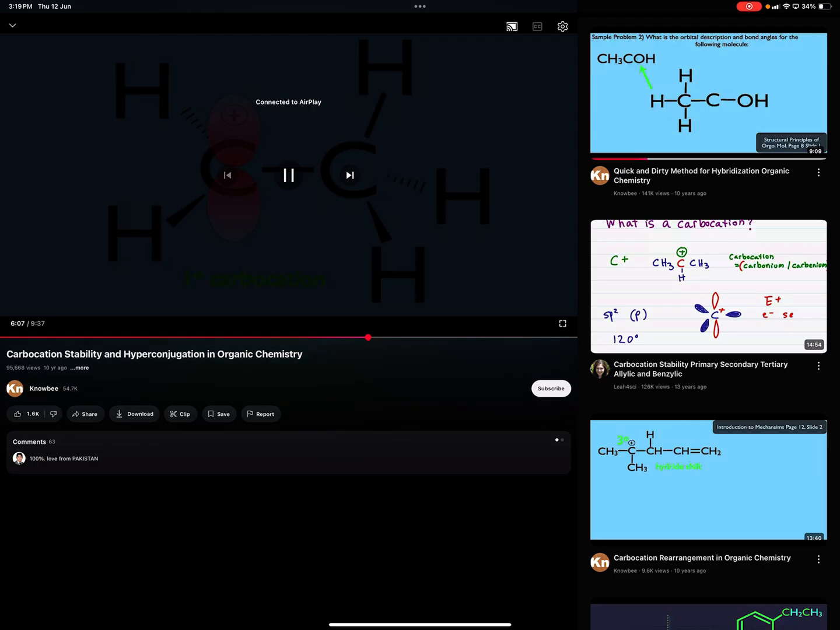But what I want you to focus on here is the fact that the empty p orbital would be parallel to one of the sp3 orbitals of the carbon on the right. And because of this, they're able to make a connection to each other like this. And what that effectively does is help spread that positive charge, or delocalize it, so that the average positive charge would be right here between the two carbons.